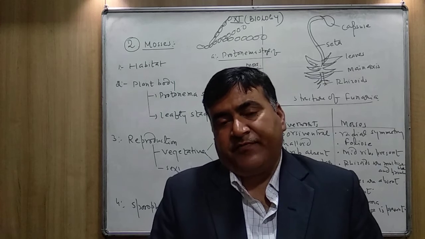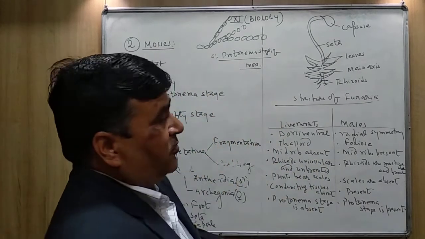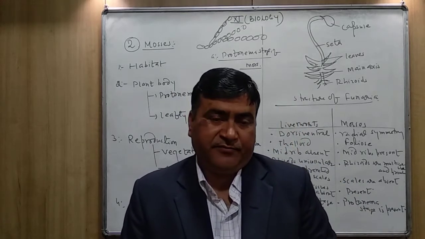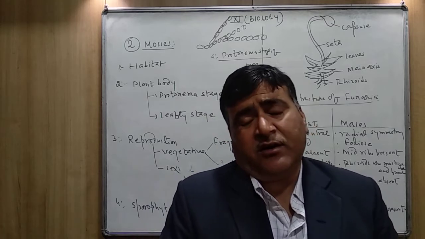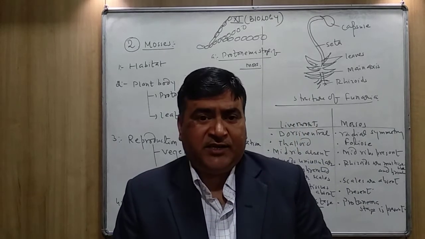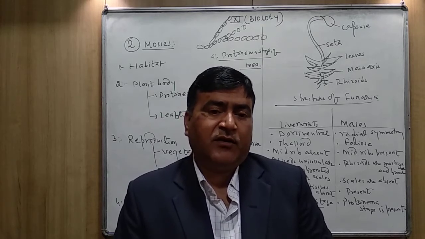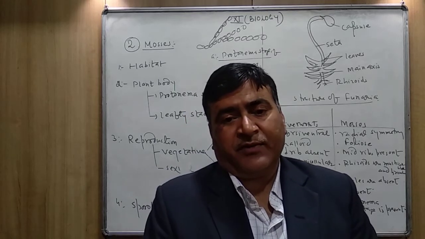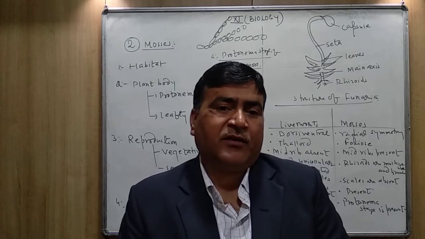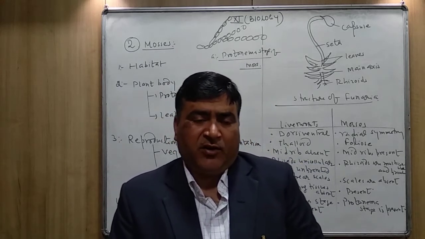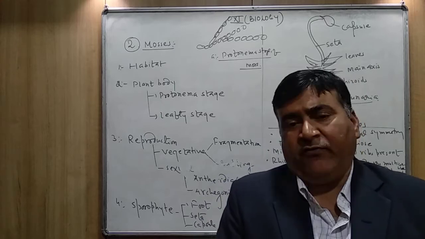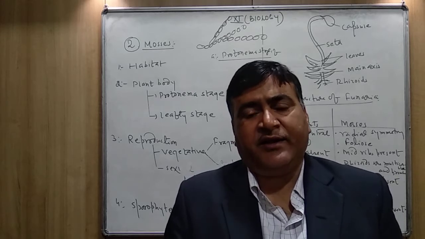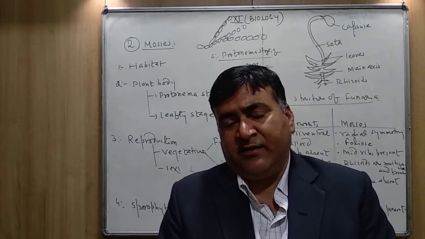The first one, regarding the habitat: where do mosses grow or where are they found? Mosses also grow in moist and shady places, on tree trunks, on the surface of rocks, on the soil. So mosses flourish well on tree trunks, rocks, and in other moist and shady places.